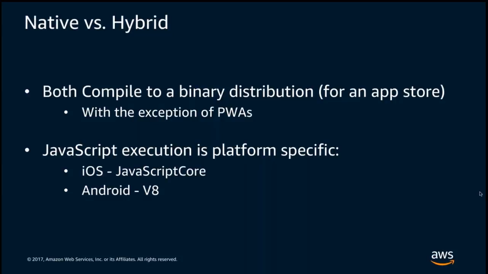So JavaScript execution with hybrid apps is done in a platform-specific way. With iOS, it's using a JS Core library, and with Android, V8. So these are the execution environments that actually execute the JavaScript on the platform's device.